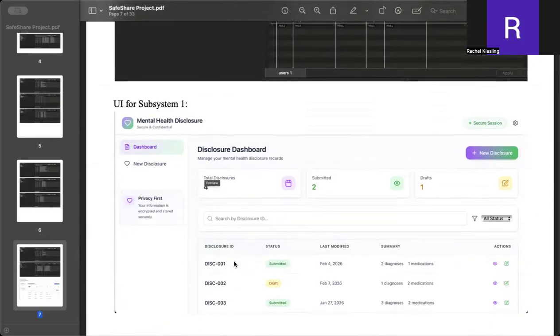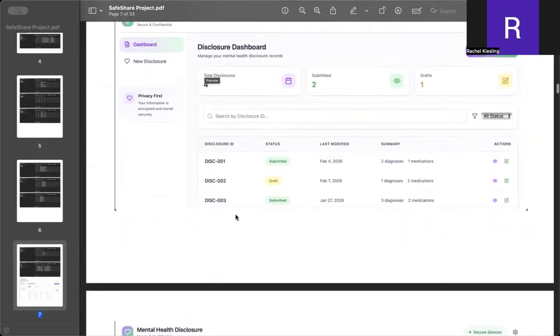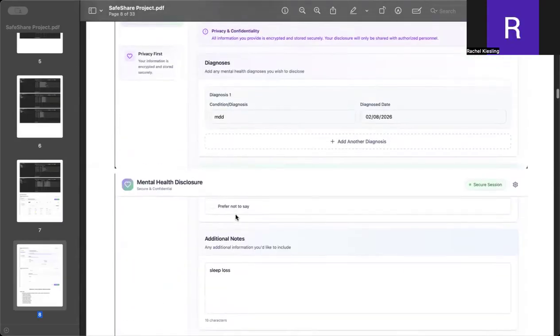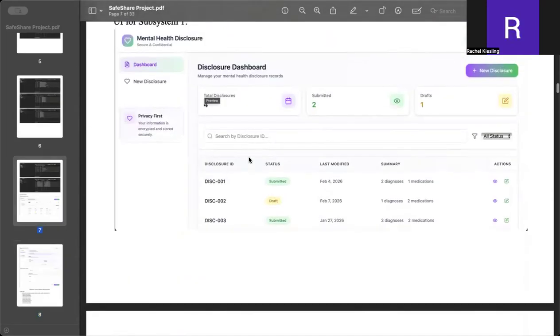And this is a user interface for the disclosure authorization or authoring, as an example of what would be in these forms.